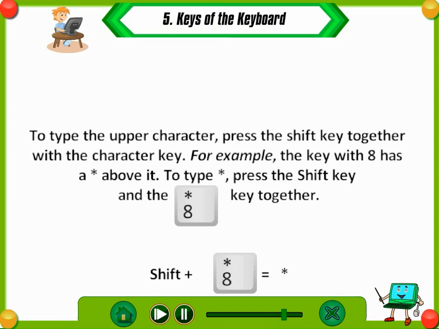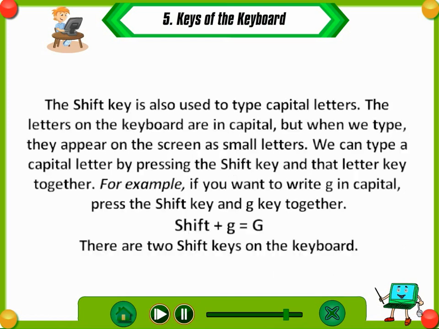For example, the key with 8 has an asterisk above it. To type asterisk, press the Shift key and the key 8 with asterisk sign together. Shift plus key 8 with asterisk sign is equal to asterisk.